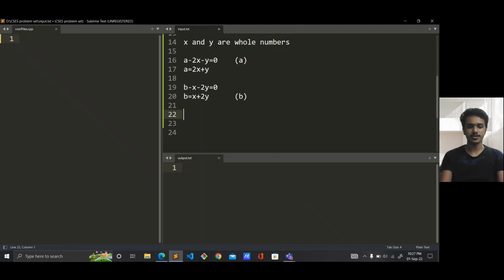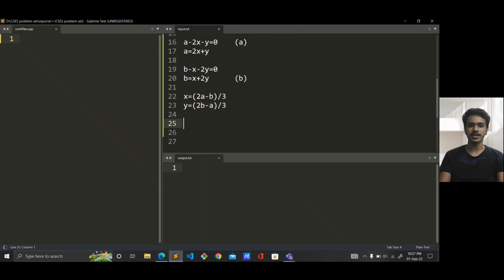We can say that x is equal to (2a minus b) by 3 and y is equal to (2b minus a) by 3. So these are the solutions for x and y, and the solutions are valid if x and y are greater than or equal to 0 and x and y are whole numbers.